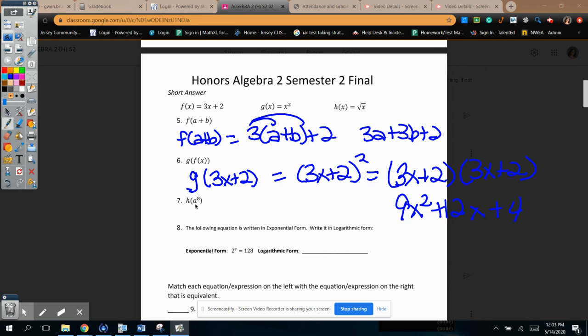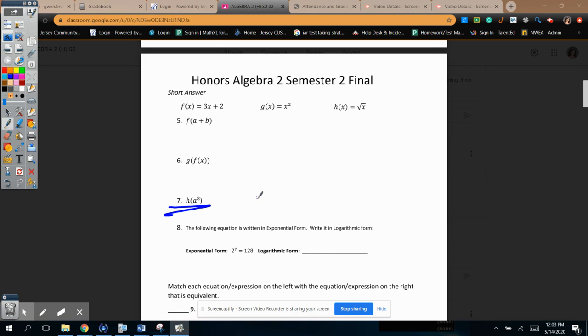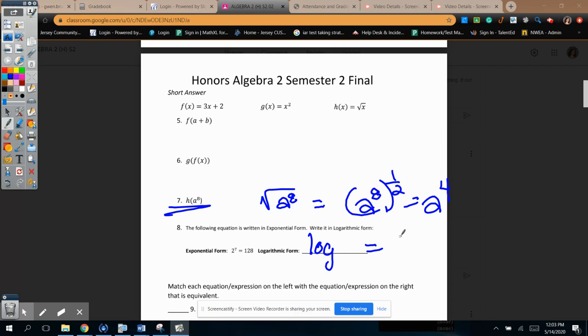H of a to the 8 means go to function h, take out the x, put in the a to the 8. Go ahead and simplify that. That would be like 8 a to the 1/2 if you want to think of it that way. You multiply and it's a to the 4th. A logarithm is an exponent, so it equals the exponent. The base goes here and the other number goes here.